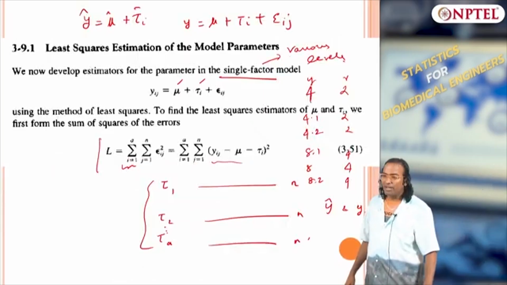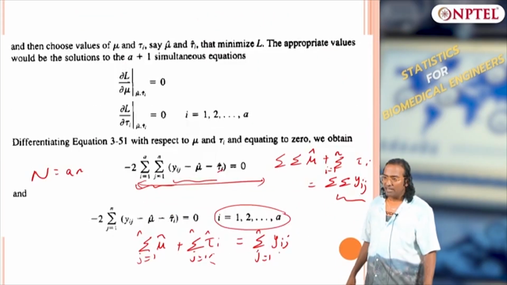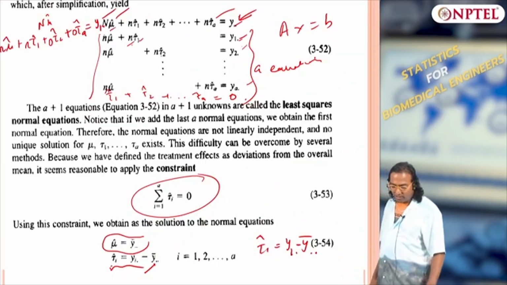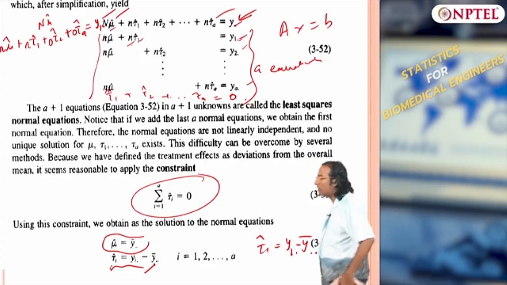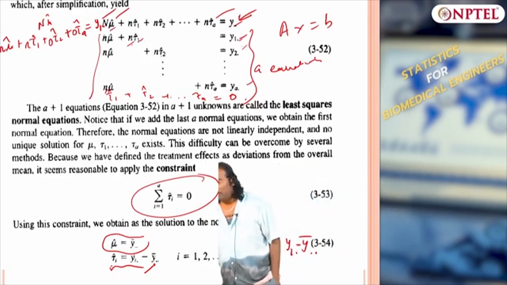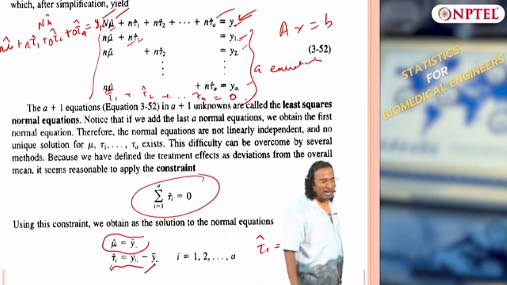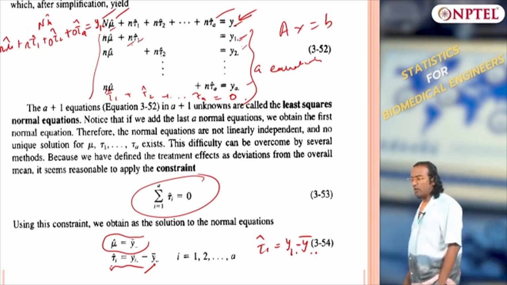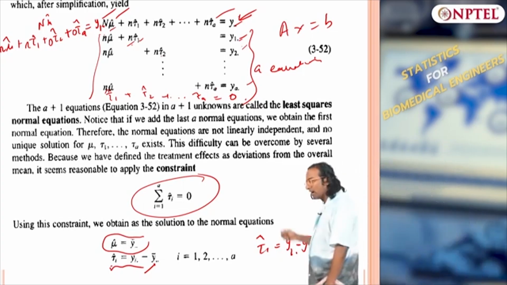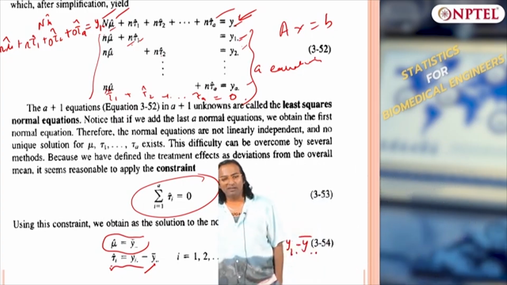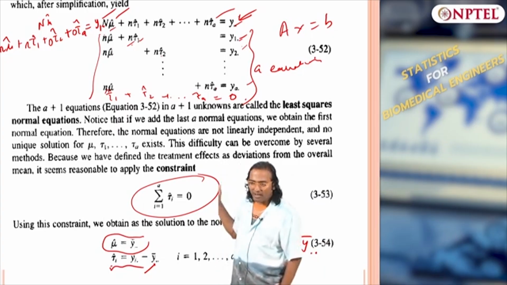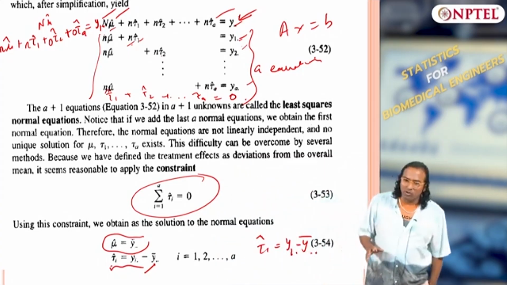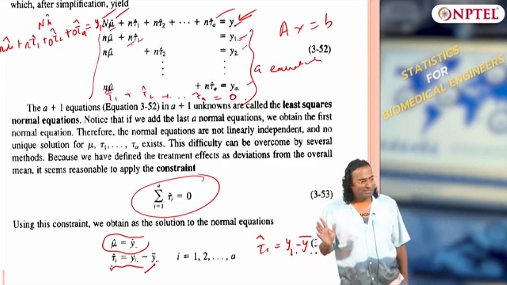We could simply do a differentiation and it will result in a plus 1 equations, okay, and you cannot solve a plus 1 equations with a plus 1 unknowns, because all these a plus 1 equations are not independent. There are only a equations which are independent, and therefore you use the constraint that summation tau i equals 0. Remember, depending upon the constraint you use, the solution will vary. This constraint is only for a fixed effects model.